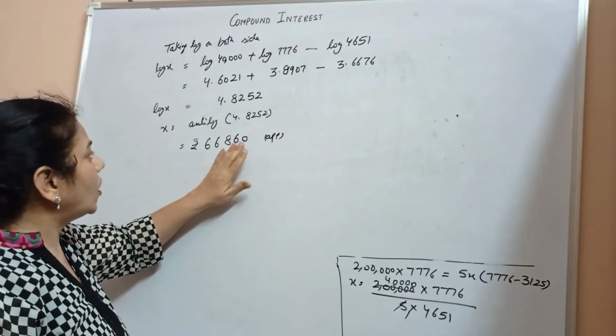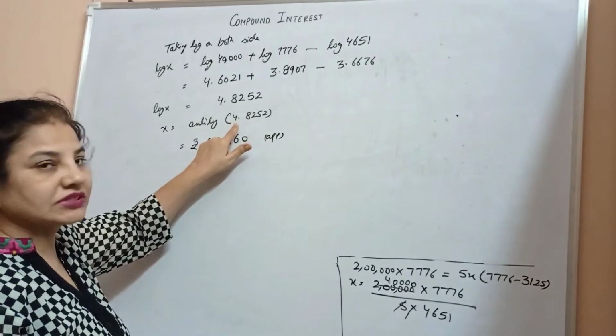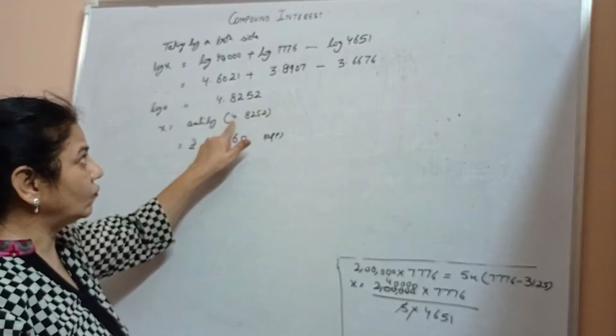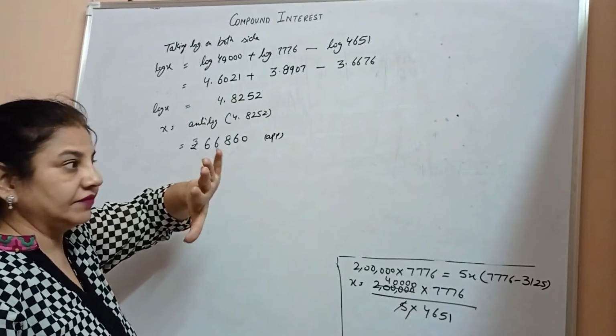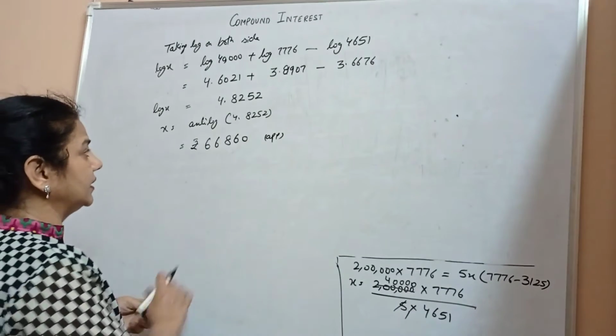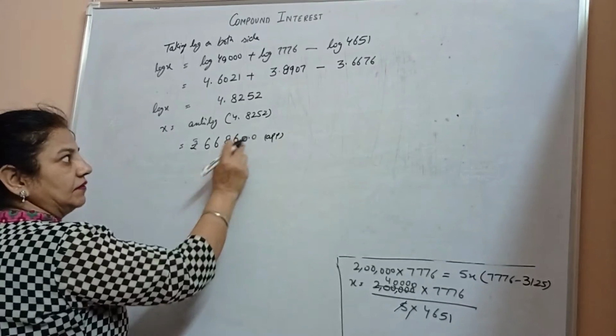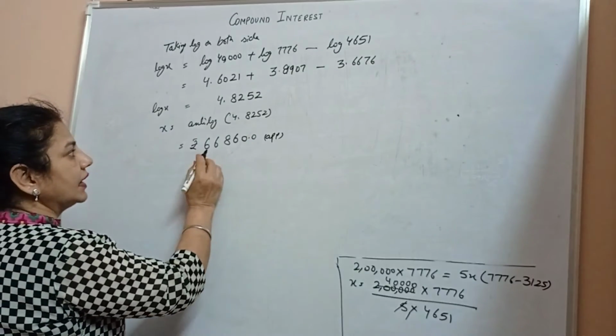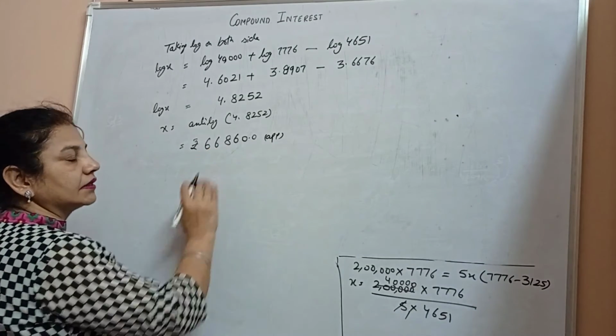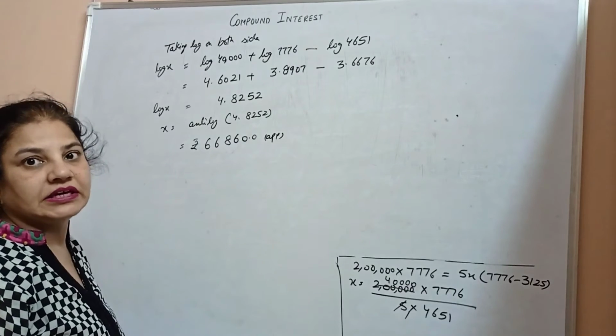66,860. And how do we get this number? As 4 is given to us, for anti-log 4 plus 1 is 5. So we have to write the decimal after 5 digits: 1, 2, 3, 4, 5. After 5 digits, the decimal is there. So you will get 66,860 rupees as each installment.